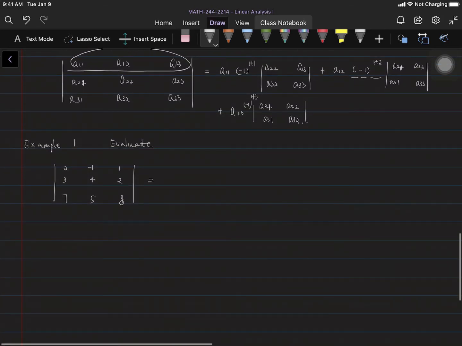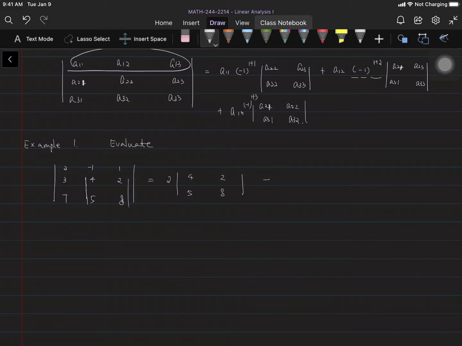We want to evaluate this determinant. Because I write the straight line, that doesn't mean the matrix. It means the determinant of the matrix. When we evaluate this one, we can use the first row to expand, or you can just use the definition. So that means 2 times what is left, which should be this matrix determinant: 4, 2, 5, 8.